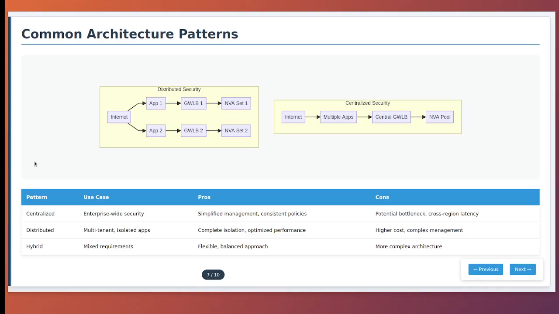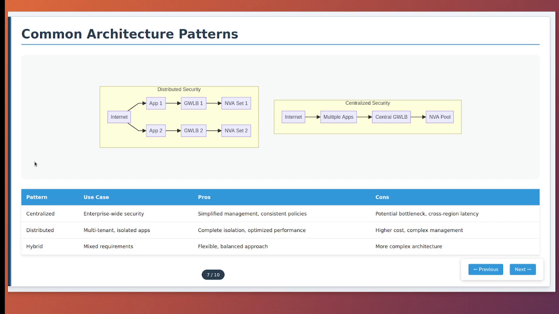The distributed security pattern takes a different approach. Here, each application or business unit has its own gateway load balancer and set of NVAs. This provides complete isolation between different applications or tenants. It's ideal for multi-tenant scenarios or when different applications have vastly different security requirements.